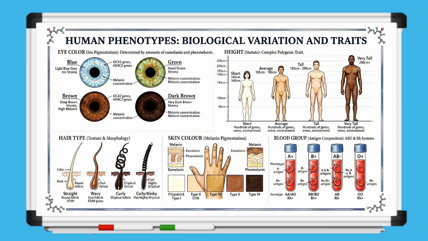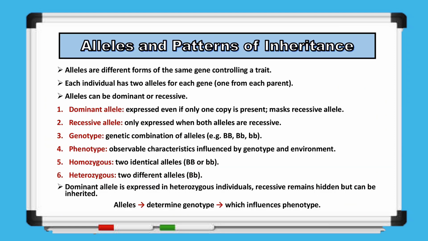The key idea is that heterozygous individuals express the dominant phenotype, while recessive phenotypes only appear when an individual is homozygous recessive. Overall, the genotype determines the phenotype, although environmental factors can also influence how a trait is expressed. Overall, alleles and patterns of inheritance can be understood in a simple way.